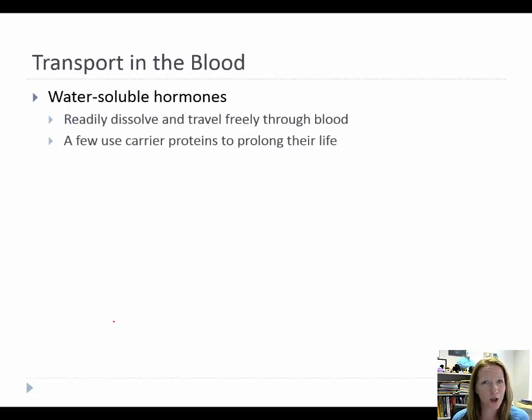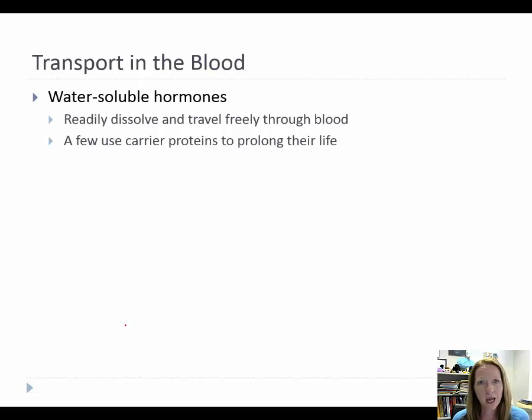Water-soluble hormones, since they are water-soluble, readily dissolve. The reason is that a major component of blood is water. So they can actually travel around freely, unattached, and go wherever they need to go. A few of them are going to use carrier proteins only to prolong their life. When they're attached to carrier proteins, it helps keep them from being destroyed, which is what we're about to talk about with lipid-soluble hormones. But for the most part, they're roaming around freely in the bloodstream, going to where they need to go.